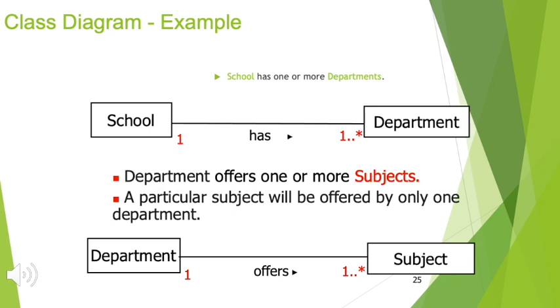Now we want to look at the school. The school has one to many departments. So it shows that a school has one or more departments, as in the statement earlier. And the department offers one or more subjects, so the department offers one to star. That means a one to many relationship, as we learned earlier in multiplicity: one to many subjects. A particular subject will be offered by only one department. So this is how you sketch it. Moving on.